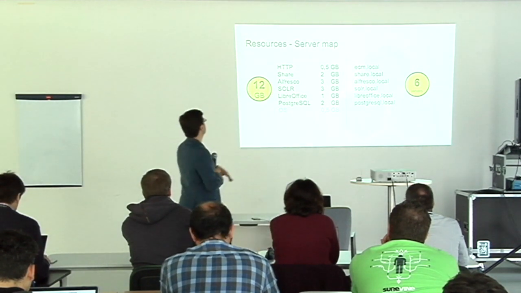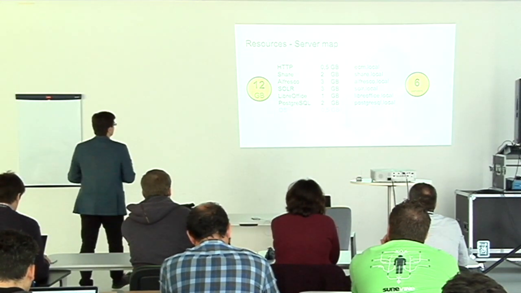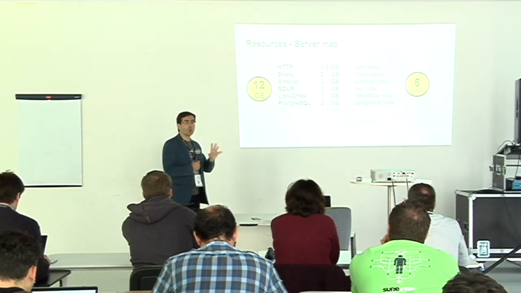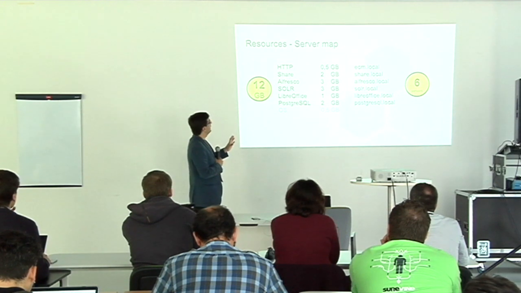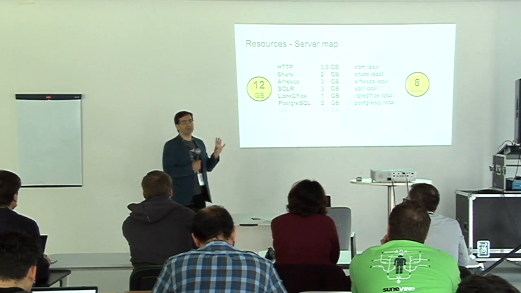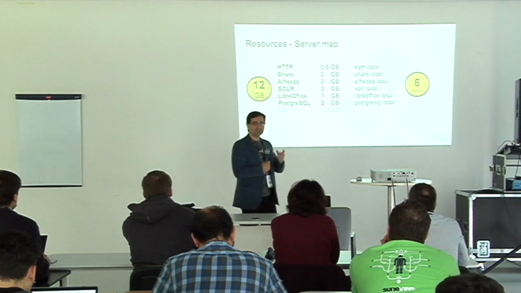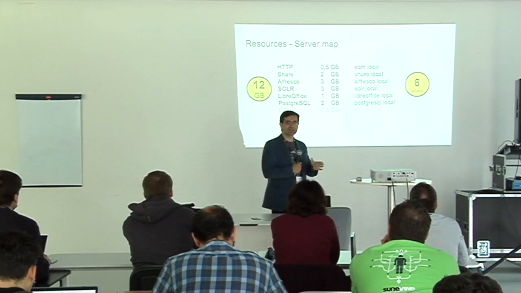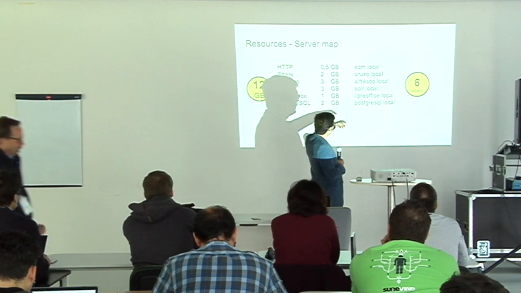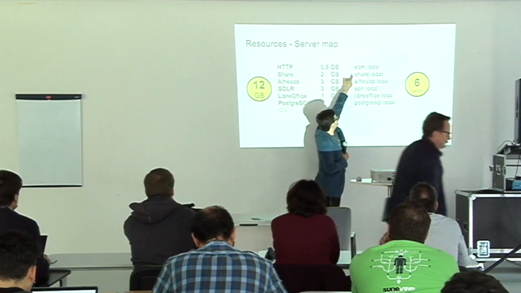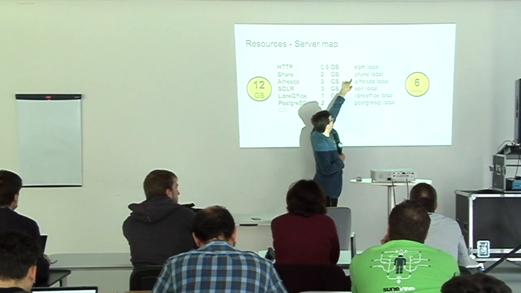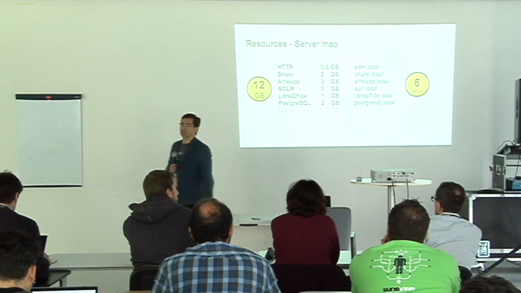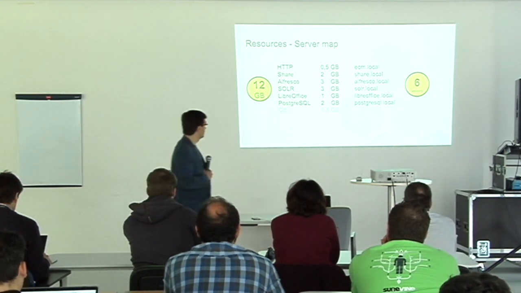These are the names. We are using this approach, 12 gigabytes RAM for all the servers. More or less, this is my thinking about it, but it's not scientifically approved. And we are going to use these services: the front end, Apache, Alfresco, SOLR, LibreOffice, and Postgre, right? So go ahead.